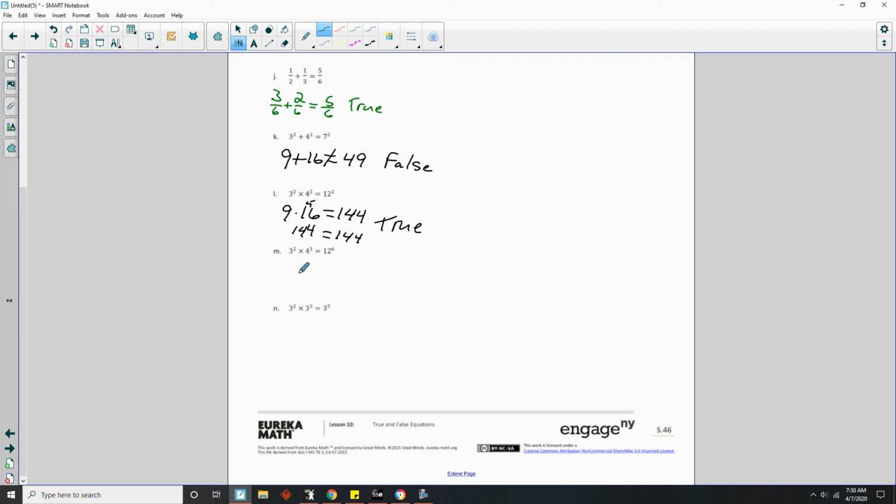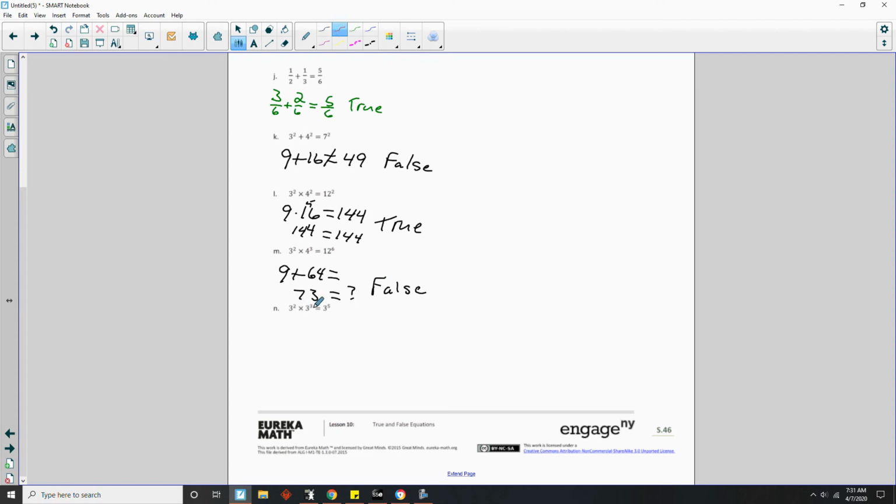Okay, 3 squared plus 4 cubed equals 12 to the 6. 3 squared is 9. 4 cubed is 4 times 4, which is 16, times 4, which is 64. So 9 plus 64 is 73, and 12 to the 6th power is ginormous. 12 squared is 144, times 12, times 12, times 12. That is a really big number. I don't know what it is without doing it in a calculator, but that is not going to be 73.